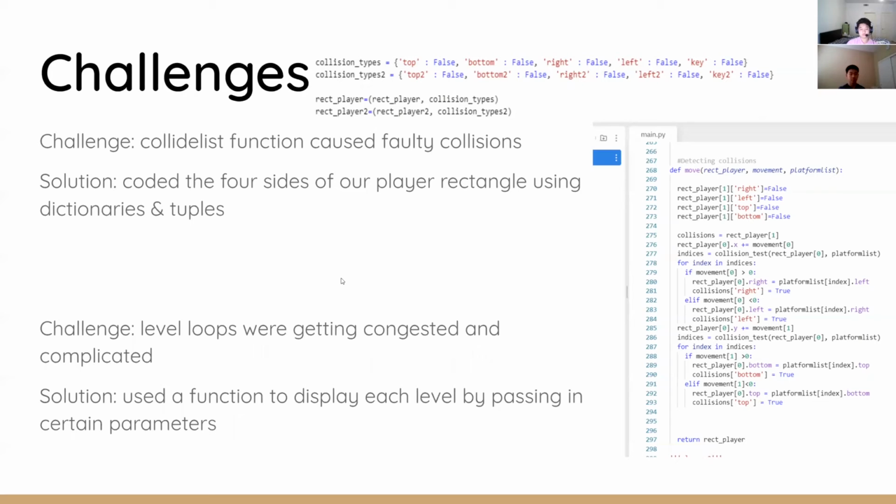Challenges. The first challenge is that the glideless function caused faulty collisions, and the players would be able to jump through the platforms and sometimes got stuck in them. We solved this by individually coding for each of the four sides of the rectangle for more accurate collision detection, and took advantage of dictionaries and tuples to help us accomplish this challenge.